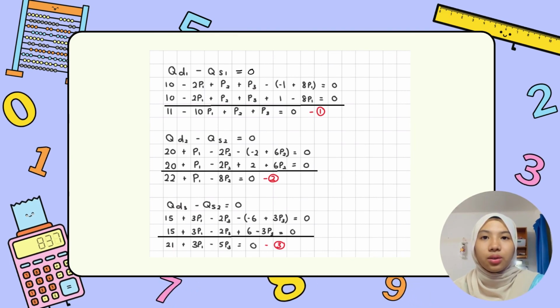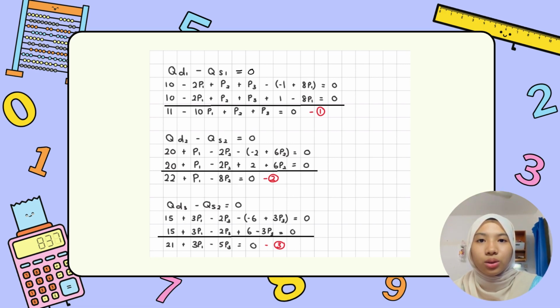First of all, we need to use the equilibrium condition QD minus QS equal to 0. For QD1 minus QS1 equal to 0, 10 minus 2P1 plus P2 plus P3 minus negative 1 plus 8P1 equal to 0. 10 minus 2P1 plus P2 plus P3 plus 1 minus 8P1 equal to 0. We get 11 minus 10P1 plus P2 plus P3 equal to 0.